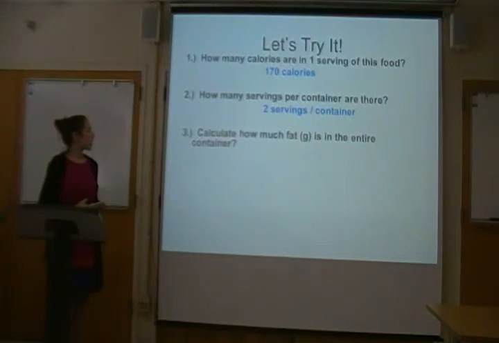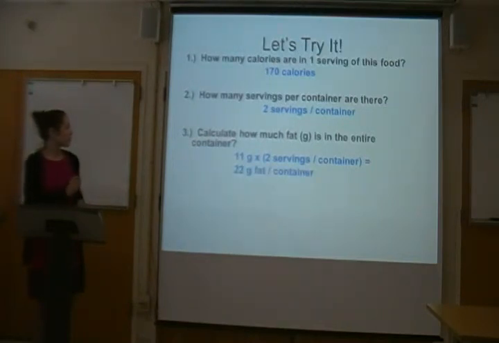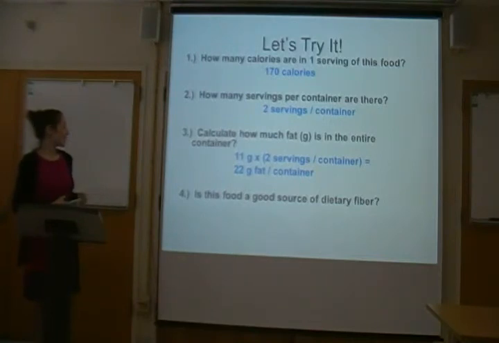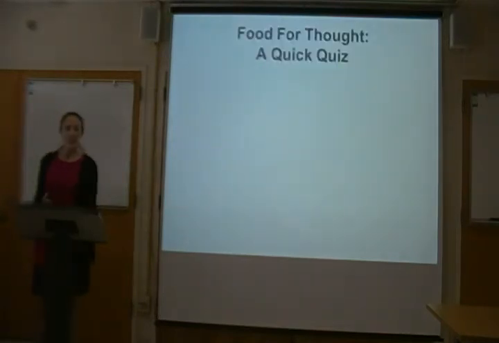Number three, calculate how much fat in grams is in the entire container. 22 grams. Excellent. So I heard 22. So we're taking the 11 grams and multiplying it by the two servings per container to get 22 grams. And is this food a good source of dietary fiber? No. And that's right, because it's less than the 5%. Excellent. So looks like you guys are all pros.